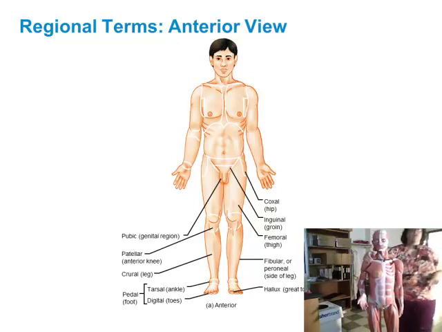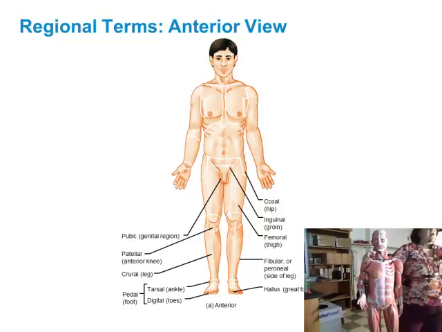Our great toe, or big toe, does have a special name. That is the hallux, right? So we have the pollex is the thumb, and the hallux is the big toe or great toe. So that gives you the anterior terminology.